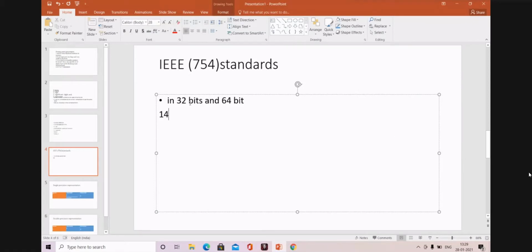If you want to represent your number in 32 bits, how will you represent it? If I give you a number like 67, integers or floating point numbers, how will you represent this in 32 and then 64 bits? That representation is called your IEEE 754 standard. This topic is very important for your exam point of view, as well as for your GATE exam point of view.